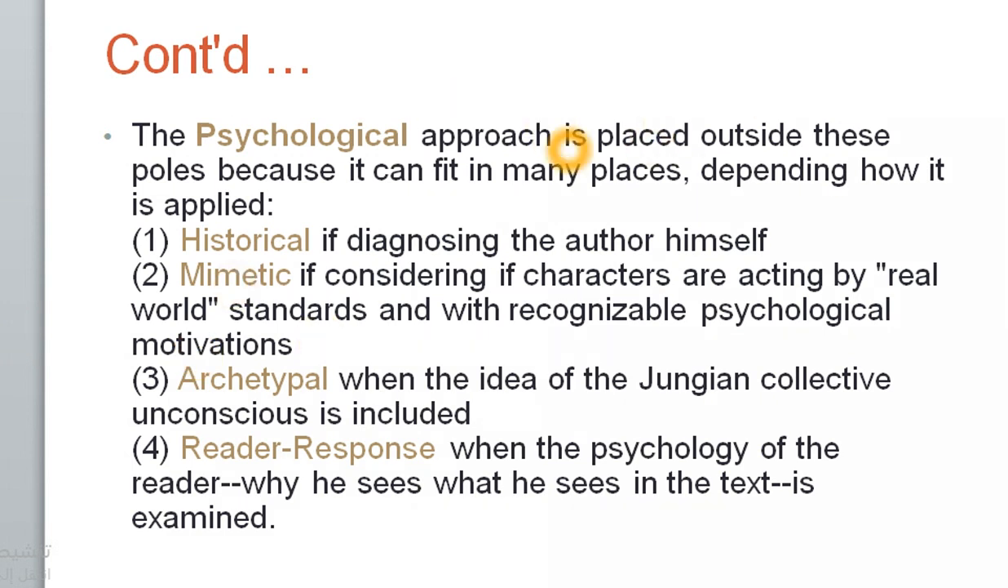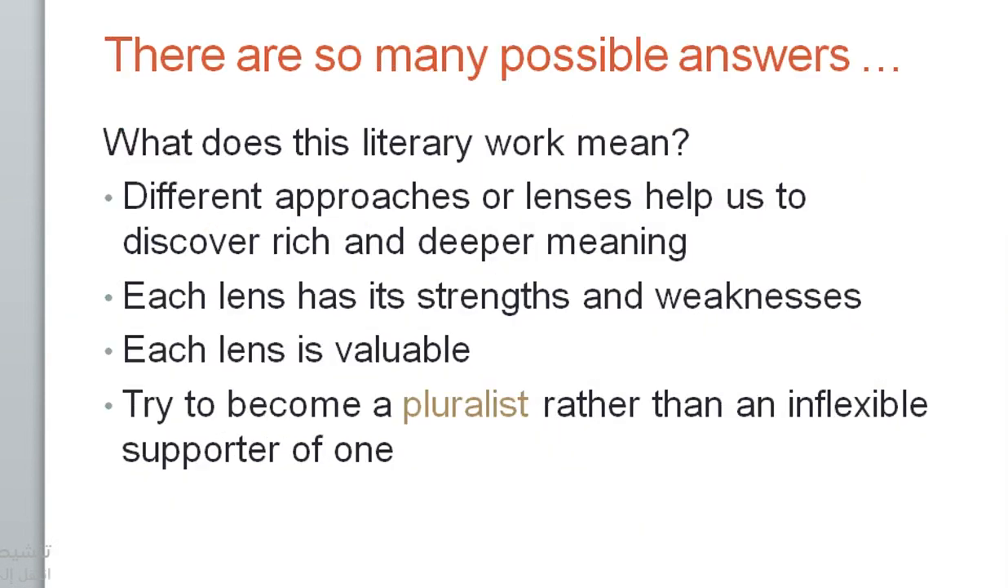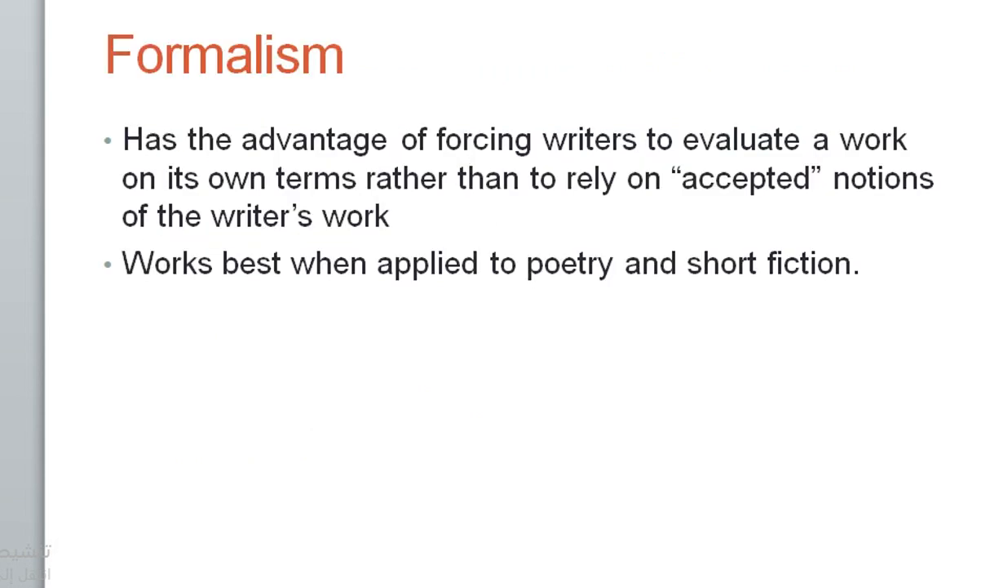The psychological approach plays outside because it depends on how it is applied. Sometimes it involves history, mimetic, archetypal, the Jungian idea of the collective unconscious, and reader response. Finally, it deals with the psychology of the reader, why and how he or she sees it, and why this writer focuses on that topic or idea and not another. Likewise, feminist, minority, and Marxist. We are not trying to talk a lot about it. We try here to re-understand the definition.